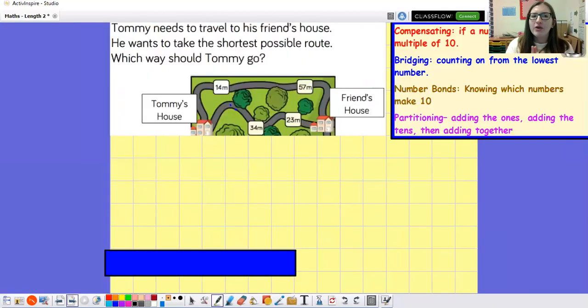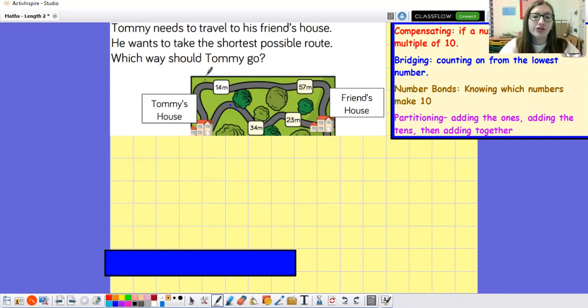Okay, let's have a look at this question. Tommy needs to travel to his friend's house. He wants to take the shortest route possible because he doesn't have to walk for ages. He doesn't want to go for ages, otherwise he's not going to go. So he wants to take the quickest route to get to his friend's house. So we need to figure out which way he should go.